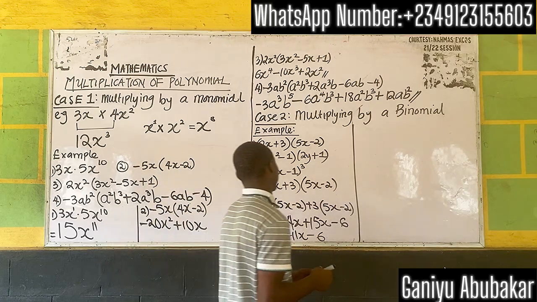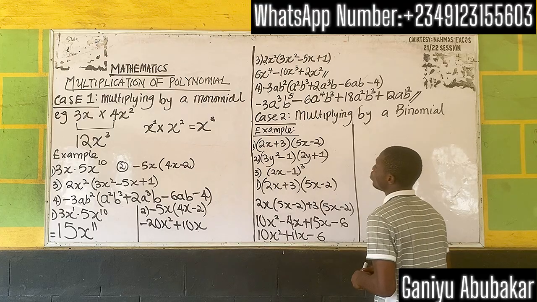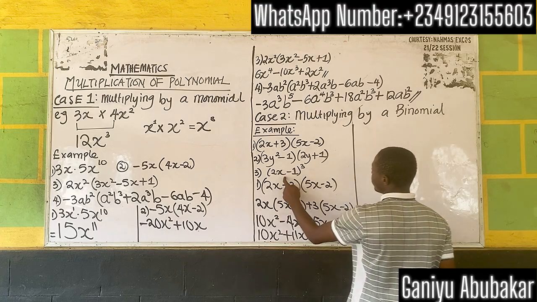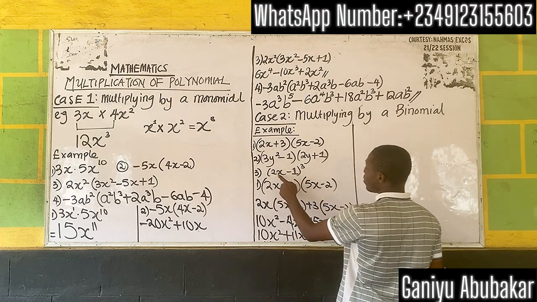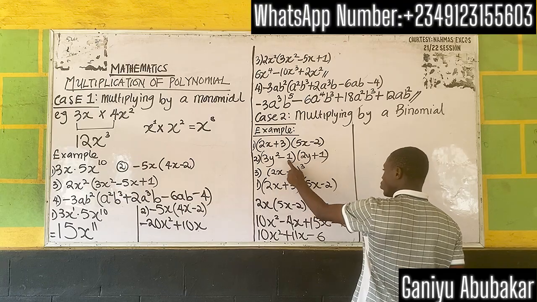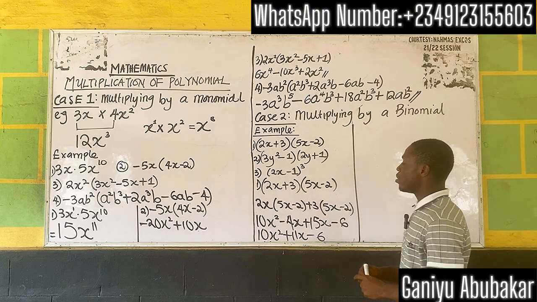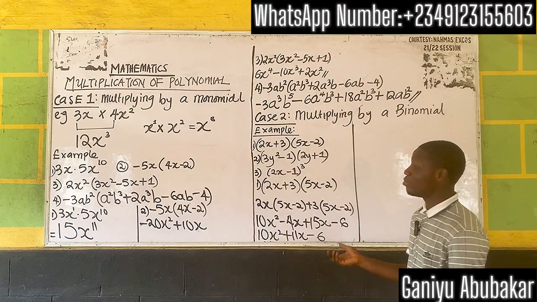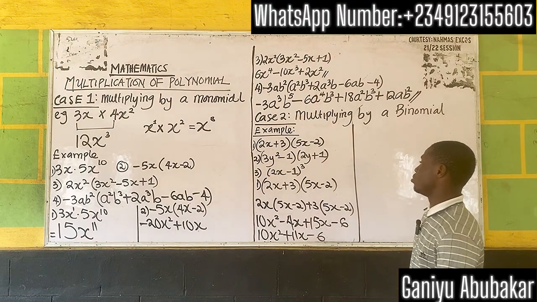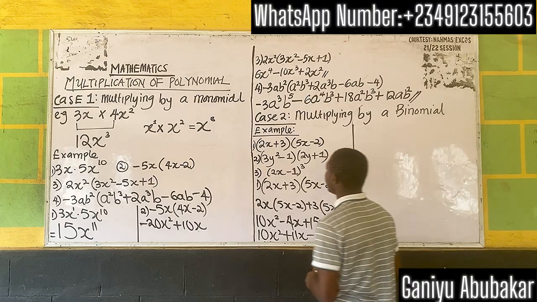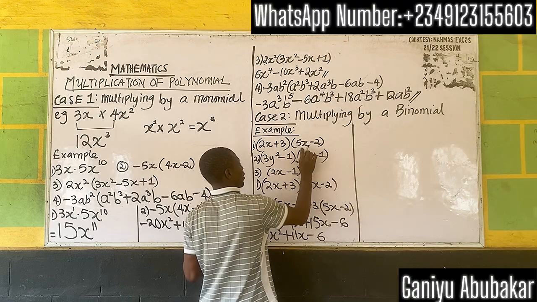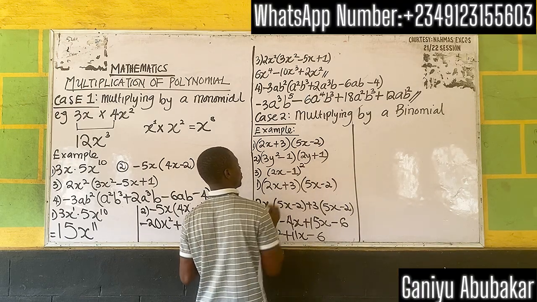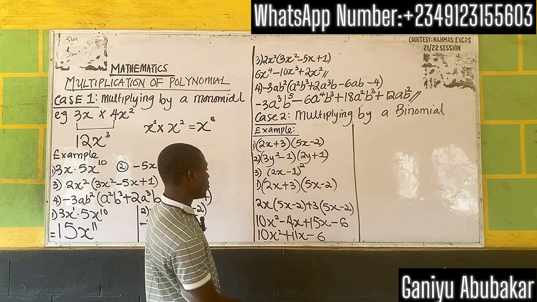Let me just do one more for you. Let me do question 3. Wait, okay, do questions 2 and 3 for me. Okay, what should I do? Sorry, it is binomial times binomial. It's two that should be here. What should I do for you?